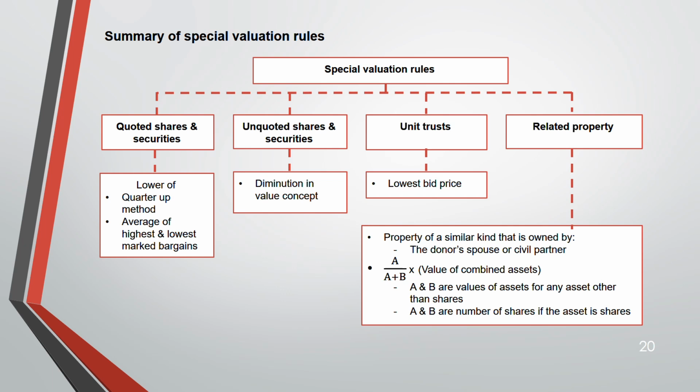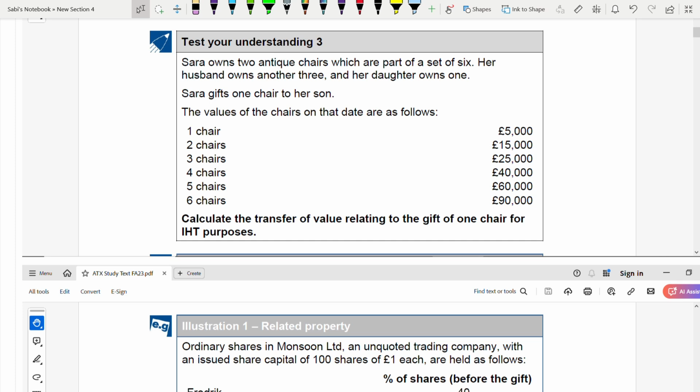Now let us do a question on related property valuation. Test your understanding 3. In test your understanding 3, calculate the transfer of value relating to the gift of one share for IHT purposes. Sarah owns 2 shares which are part of a set of 6. You see, they are related, 2 from 6. Her husband owns another 3 and her daughter owns 1. Sarah gives 1 share to her son.